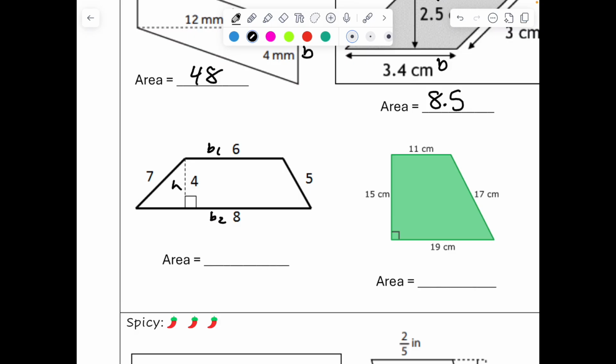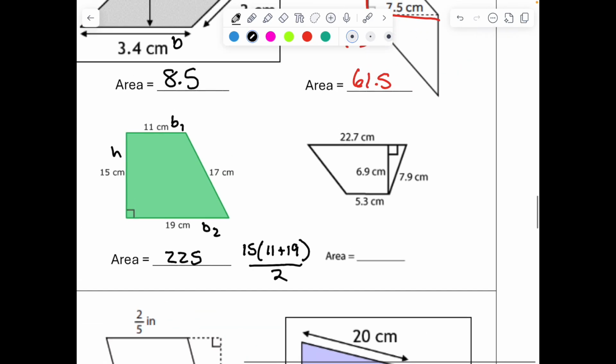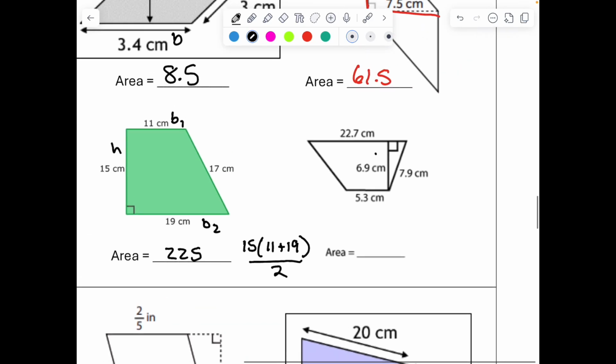Another trapezoid, here's our first base, here's our second base, and our height. So 4 times 6 plus 8 divided by 2, that is going to get us 28. Another trapezoid here, base 1, base 2, height. So 15 times 11 plus 19 divided by 2 is our formula. And that gets us 225.